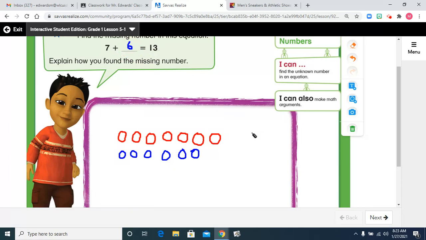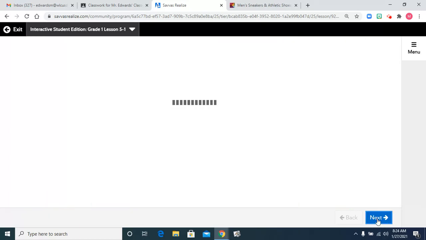Now, like I said, if you have counters at home or anything you can use, like coins or blocks or anything like that, you can use them to help you solve these problems. Okay? So if you're good on that page, please turn to the next page.